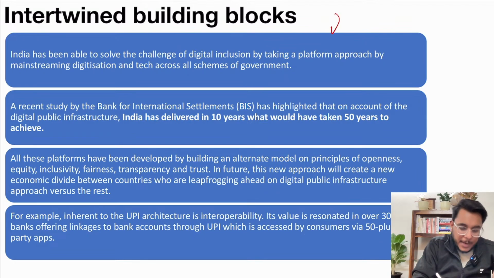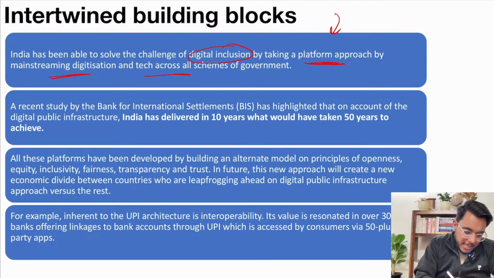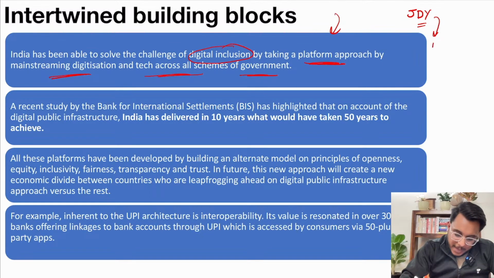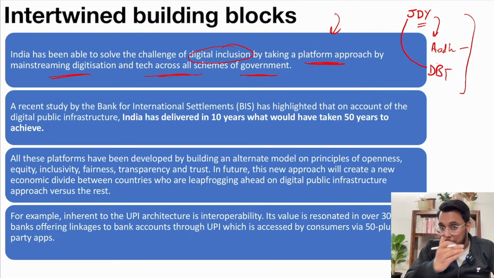Now, when we talk about this, guys, India has solved multiple challenges. India has solved, number one, the challenge of digital inclusion. What has India done? India has taken the platform approach and has mainstreamed digitization across all the schemes of government. Now, guys, take this particular example. India, first of all, opened the accounts of the people under the Jandhan Yojana. After that, the Aadhaar identity ecosystem was created. Fine. Then what happened? The direct benefit transfer came in between. And through this, such a big platform has been made that all the government schemes, all the subsidies are directly through technology reaching their beneficiaries without the leakages, without the diversions, without the corruption.